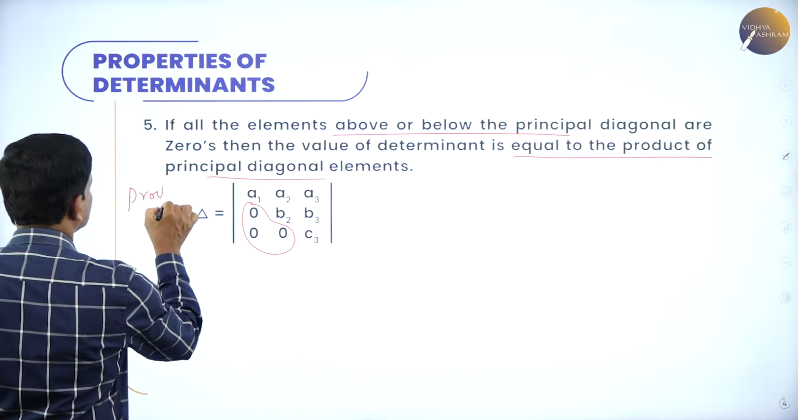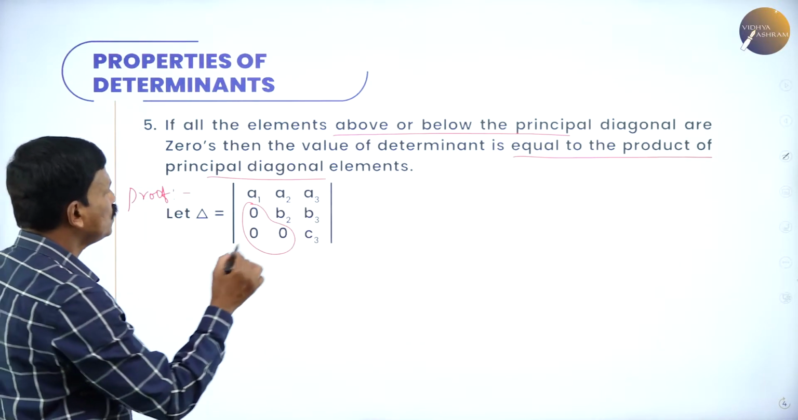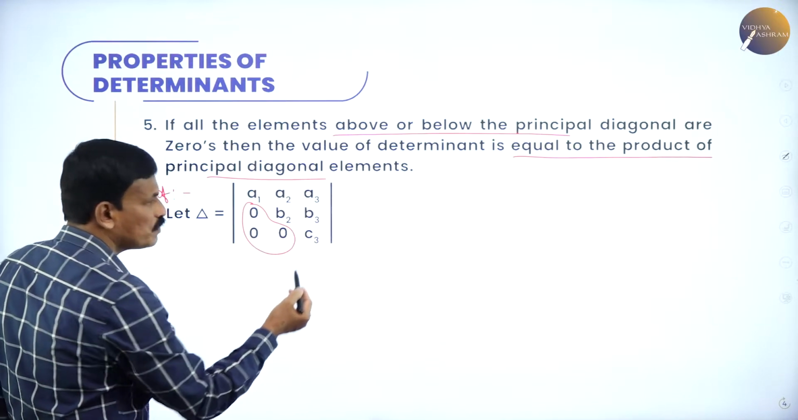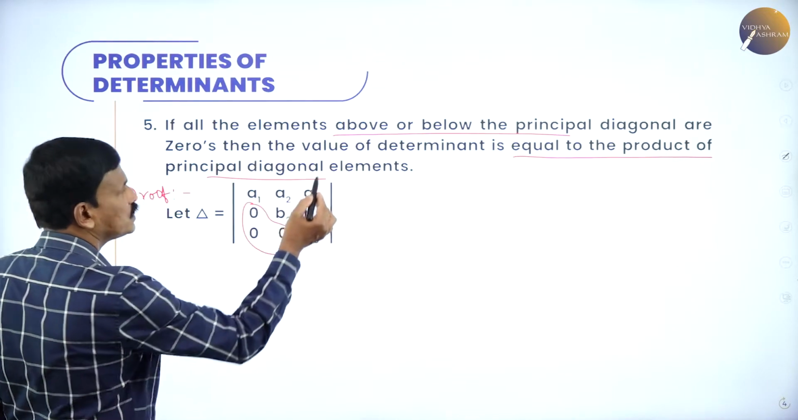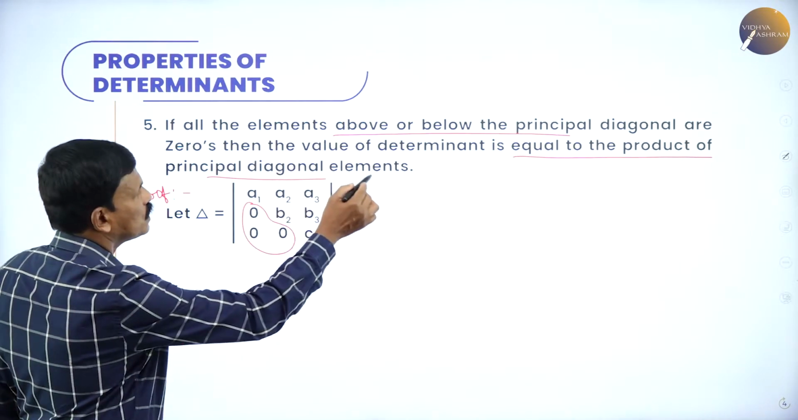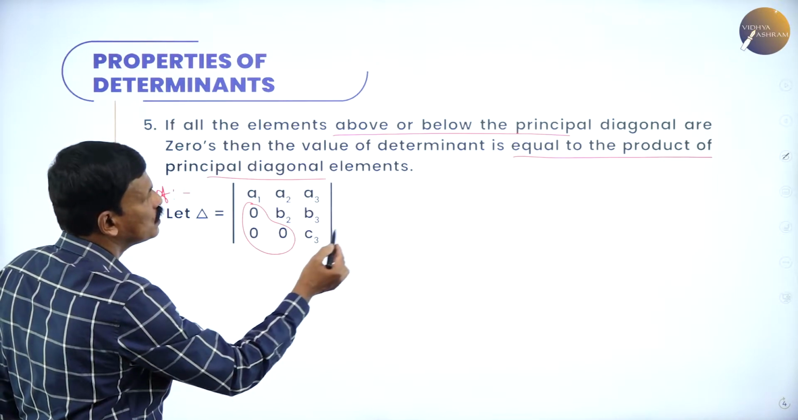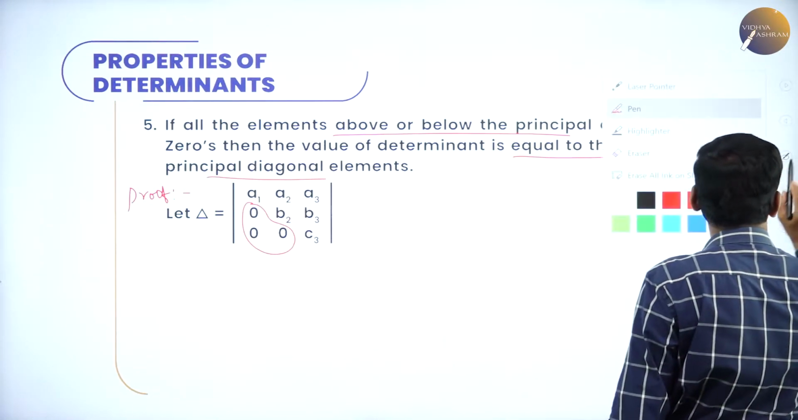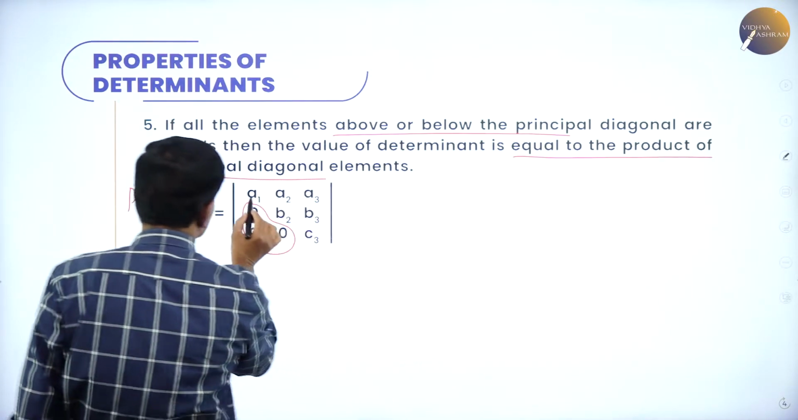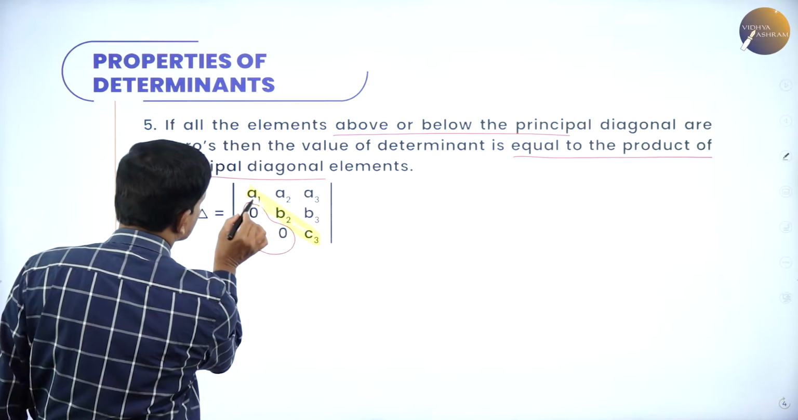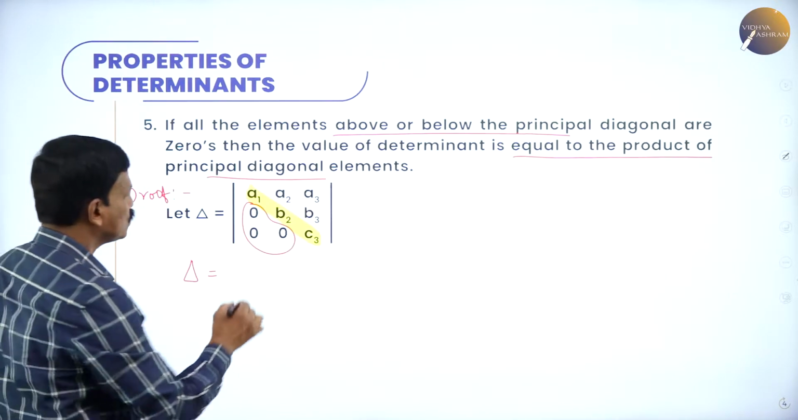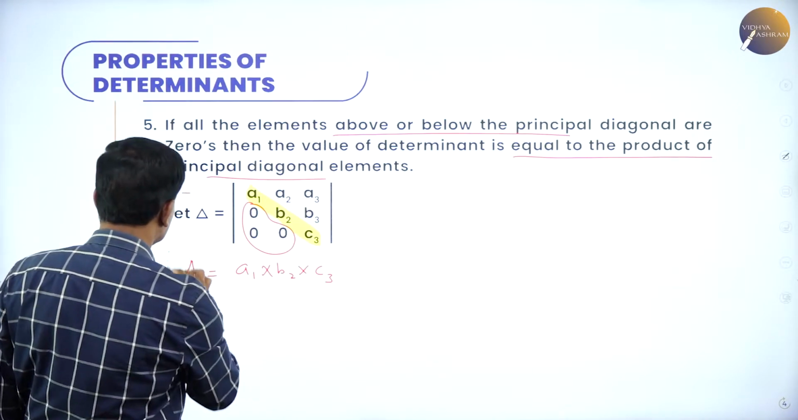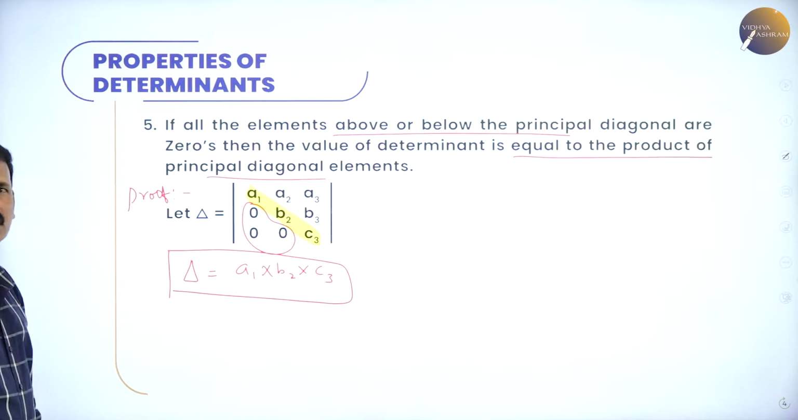Let delta be equal to the determinant with rows a1, a2, a3; 0, b2, b3; 0, 0, c3. Now all the elements below the principal diagonal are 0. According to the statement, if all the elements above the principal diagonal or below the principal diagonal are zeros, then the value of the determinant is equal to the product of the principal diagonal elements. Here, what is the product? So this is the product. The value of the determinant is equal to a1 into b2 into c3. This is the required answer.